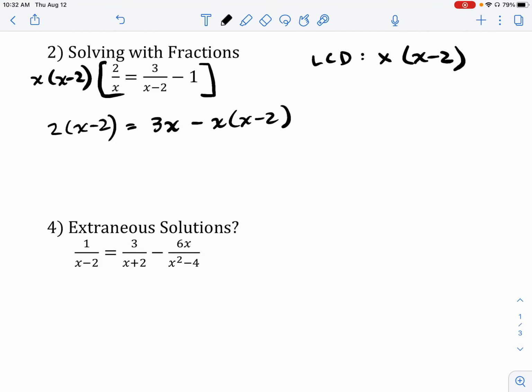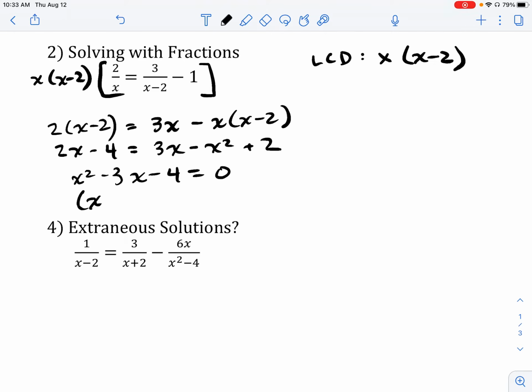So we have minus x times x minus 2. Now, at this point, it's just basically combining like terms. So 2x minus 4 is equal to 3x minus x squared plus 2. And it doesn't really matter how you move everything around. I'm going to have my leading coefficient be positive. So x squared minus 3x minus 4 is equal to 0. And that should be factorable.